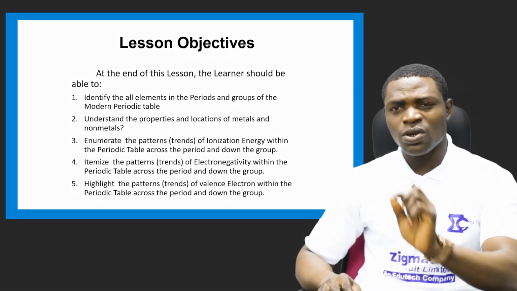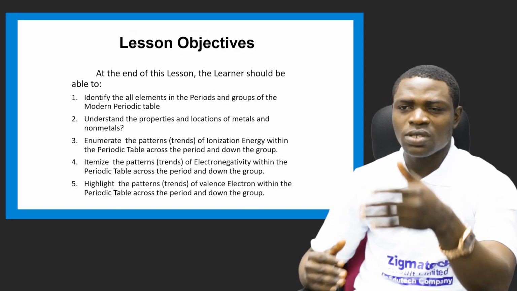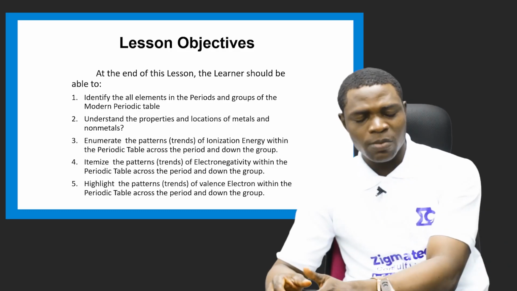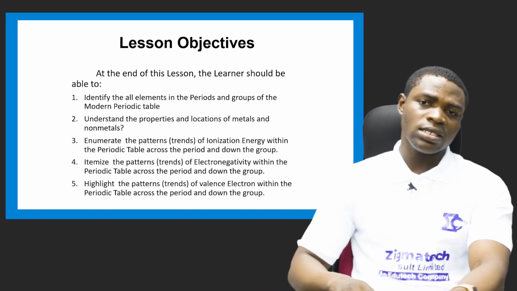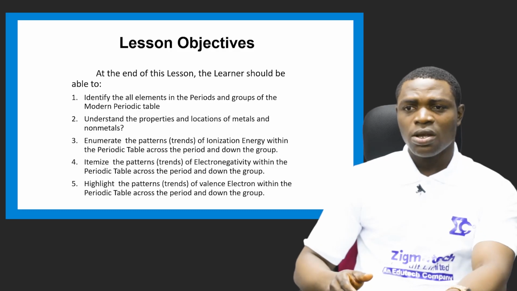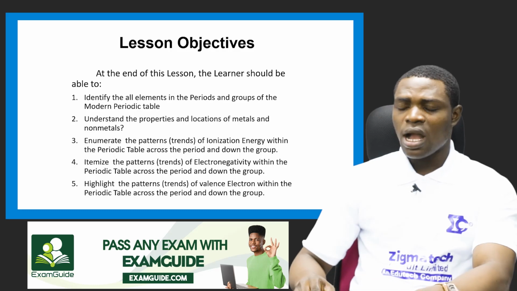Four, you're going to itemize the pattern, the trend of electronegativity within the periodic table, both across the period and also down the group. You are also going to be able to highlight the pattern of valence electron within the periodic table across the period and down the group.